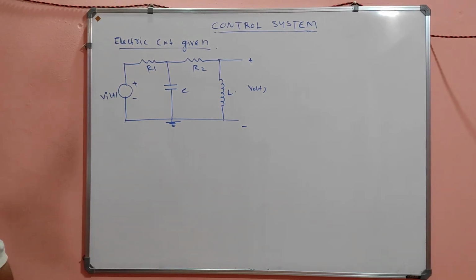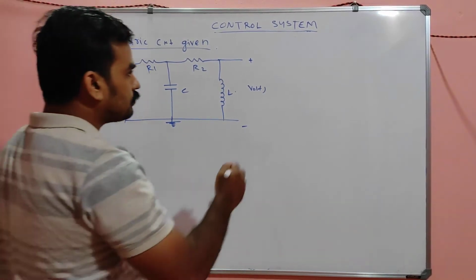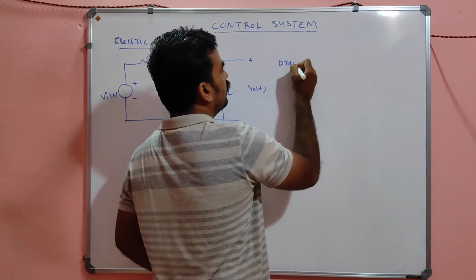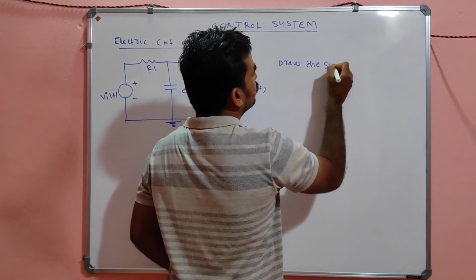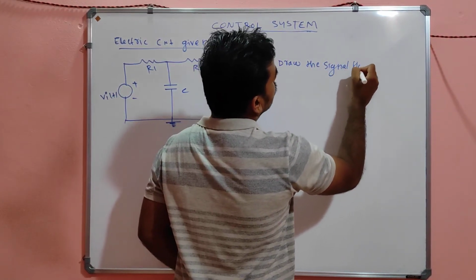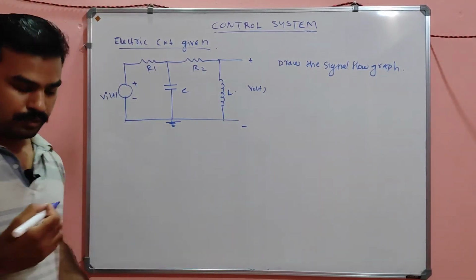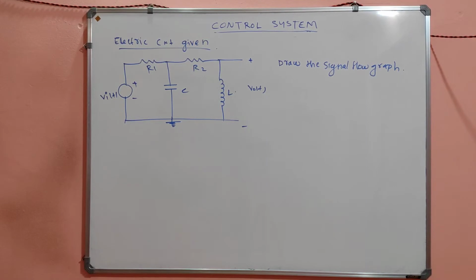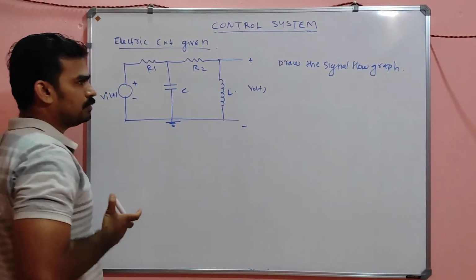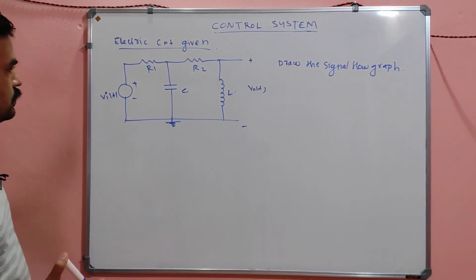Question is, find the signal flow graph of the given network. Draw the signal flow graph. So this is a second order system, right? It's a second order system. I will later tell you what is the order and type of a system. So this is a somewhat familiar type of electrical circuit.